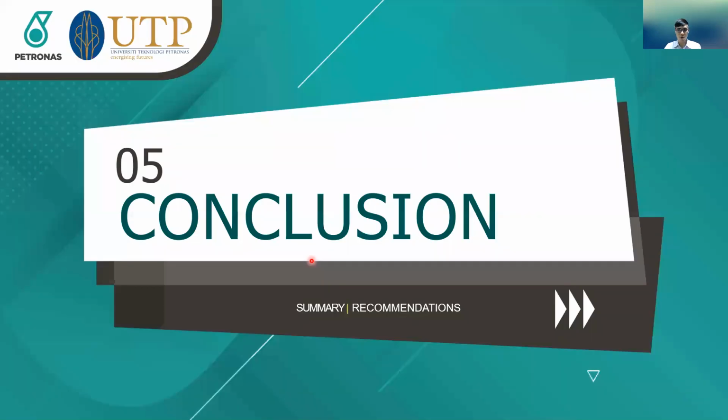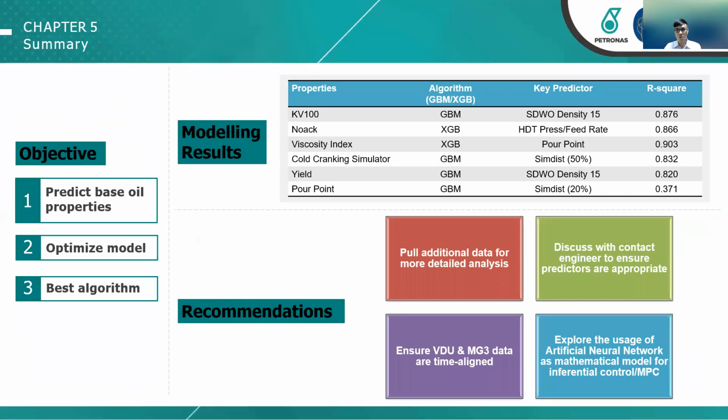We have now reached the conclusion of this presentation. In summary, this work from Petronas is to develop a predictive model using statistical or machine learning methods to predict the base oil yield and properties by integrating CDU, VGO, and MG3 models. Then optimize the model by tuning the hyperparameters, and lastly, trying out other algorithms and compare and assess their performance.